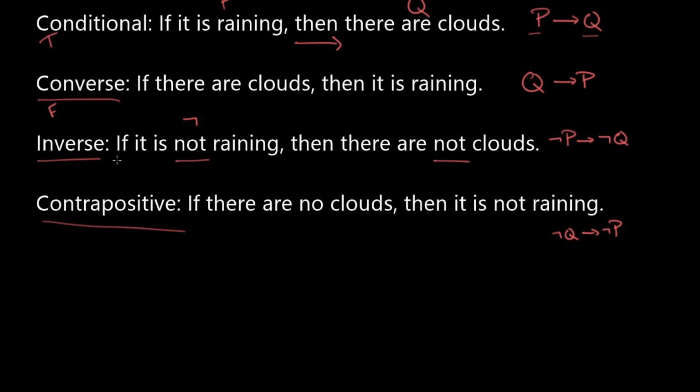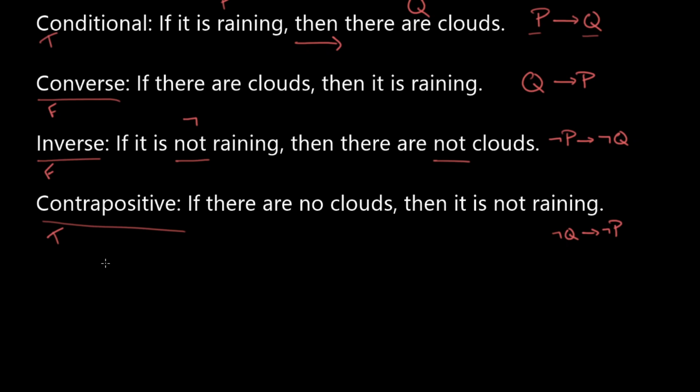My inverse then says if it is not raining, then there are not clouds in the sky. So this is also false, because if it's not raining outside, well, there could still be clouds in the sky, even though it's not raining. And last but not least, my contrapositive, if there are no clouds, then it is not raining. And this is true. If there are no clouds in the sky, then there can't possibly be rain because there are no clouds for that rain to come from.